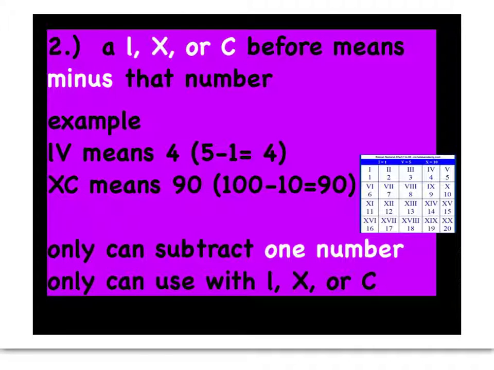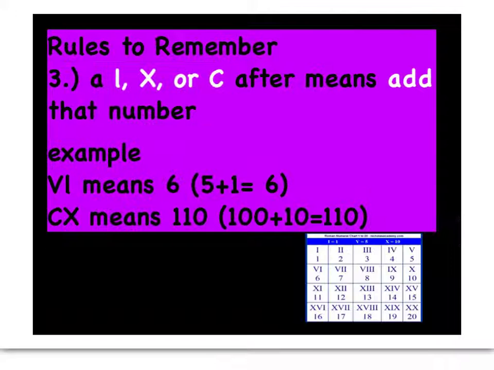The rule is you can only subtract one number, and you can only use I, X, and C. So keep these rules in mind as well when we're subtracting. Only subtract one number, and it must be I, X, or C. Rule number 3 states an I, X, or C after means add that number. So you might say that rule number 2 and rule number 3 are opposite, just depending on the position of those 3 letters. So if it's after, we're going to add.